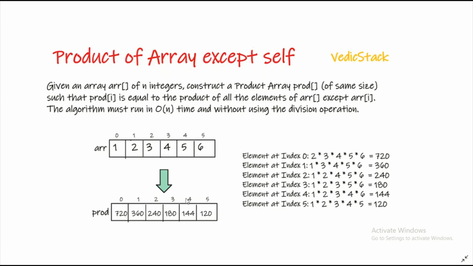Similarly, for the 4th location, we are going to store the product of 1, 2, 3, 4 and 6, excluding 5. So we are going to get 144. Similarly, we will do this for all the elements, and that is our target. Please note, we are given two constraints. The algorithm must run in order of n time complexity, and we cannot use the division operation. Those are the two constraints given to us, and we have to satisfy them.